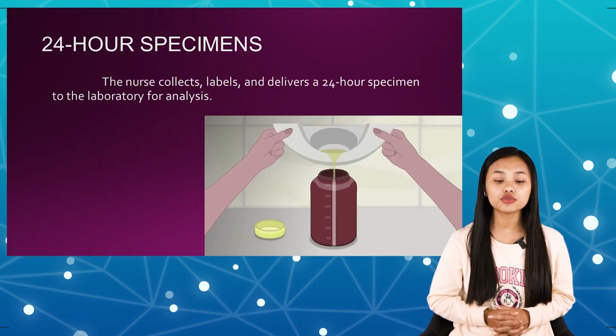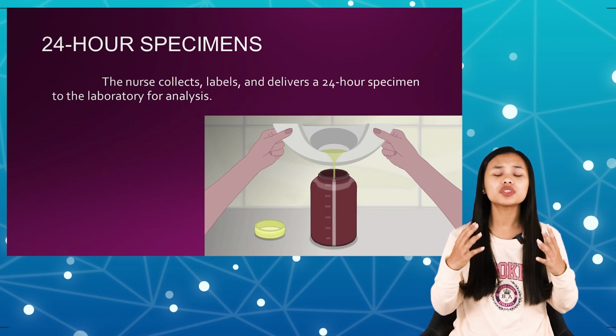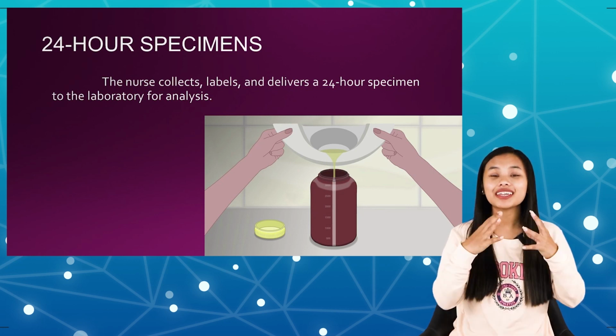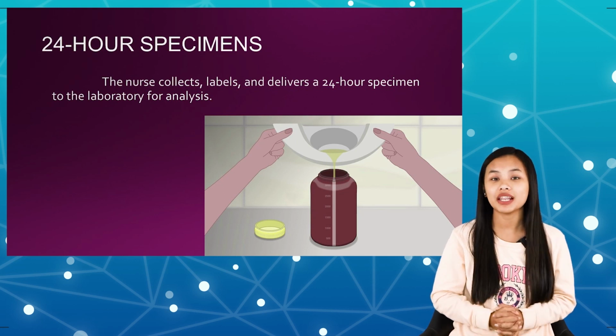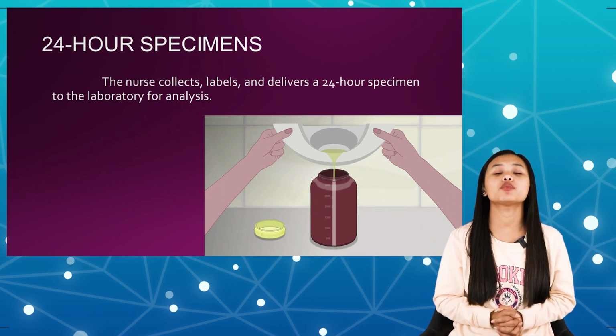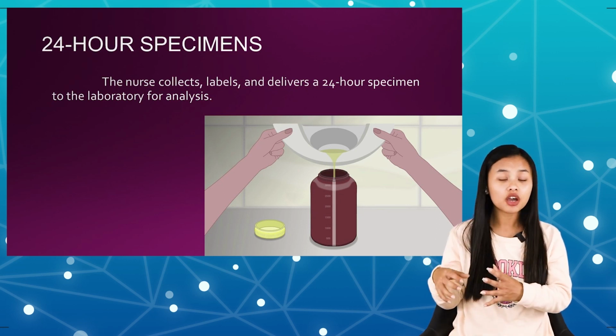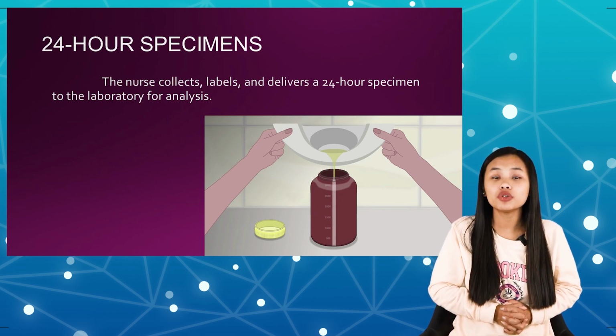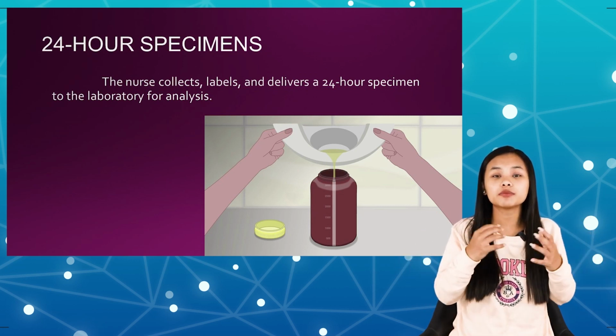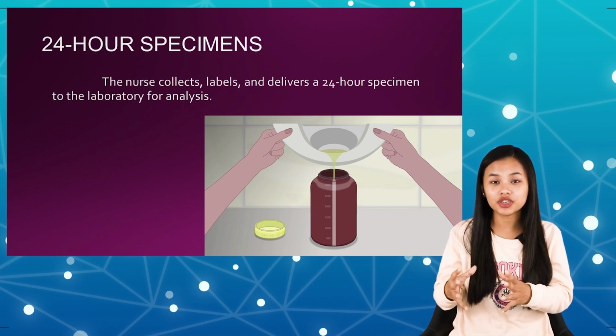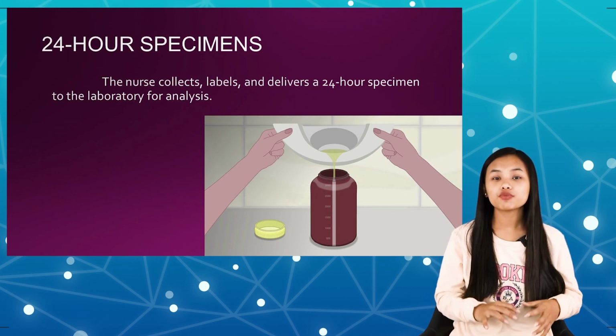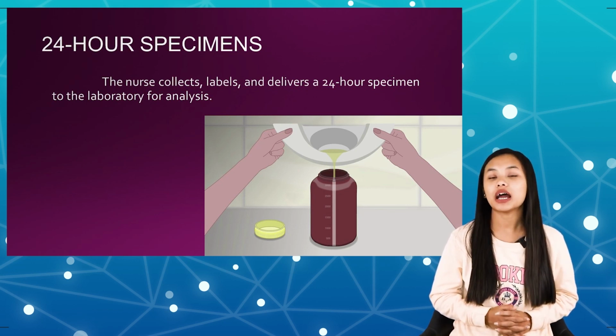Now moving on to the last one, which is the 24-hour specimen. From the name itself, you can understand, right, that it is a urine specimen which will be collected for 24 hours. Here we will be keeping a jug, and whenever we urinate during the 24 hours, we must make sure that we collect that urine in the jug. After it has been collected, we must label it and then send it to the laboratory for analysis. So these are the 4 common specimens which will be collected: the voided specimen, the clean catch, the catheter, or the 24-hour urine specimen, right?